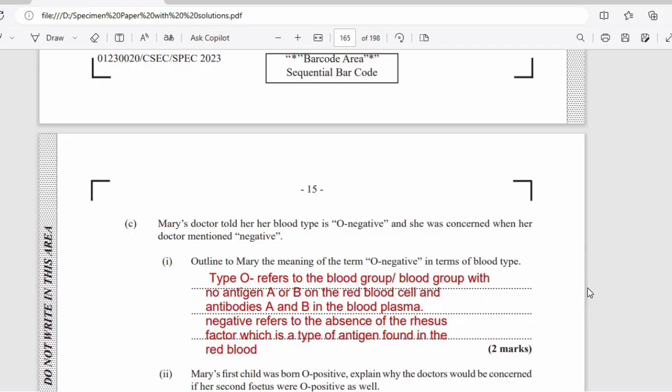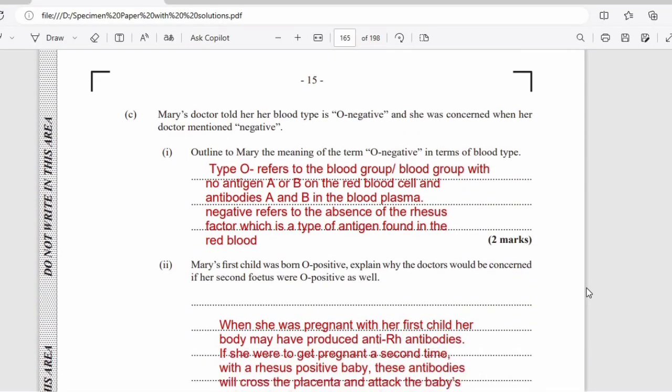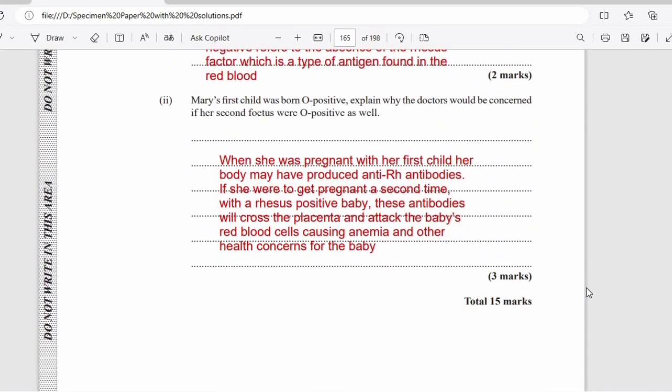But it's also good to just look back at what you would have covered before. Now the next part of the question says Mary's first child was born O positive. Explain why the doctors would be concerned if her second fetus were O positive as well.